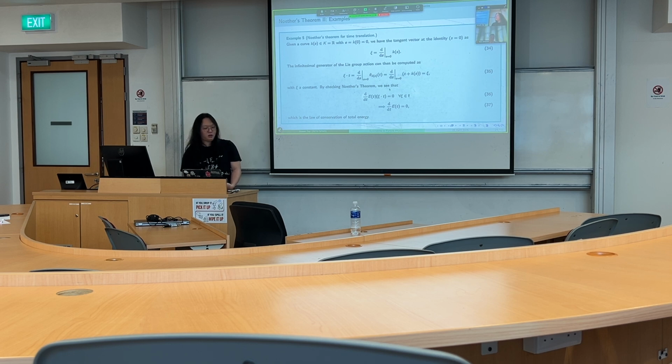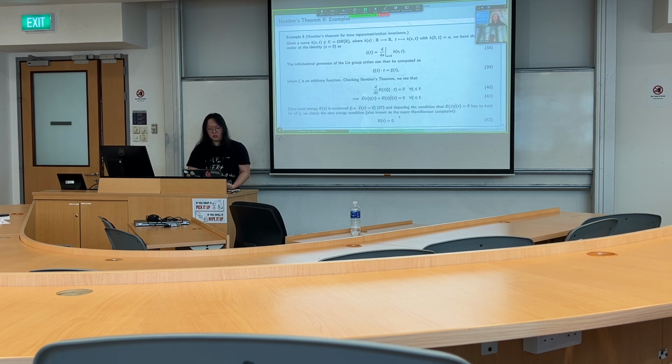So for time translation, again, it's the same procedure. We compute the tangent vector at the identity, and we compute the infinitesimal generator of the Lie group action on the time parameter, and then we plug it into Noether's theorem and see that we get the law of conservation of total energy in this case. This is well established in physics literature as well, but what is not so commonly seen in the current literature is Noether's theorem for time reparametrization invariance.